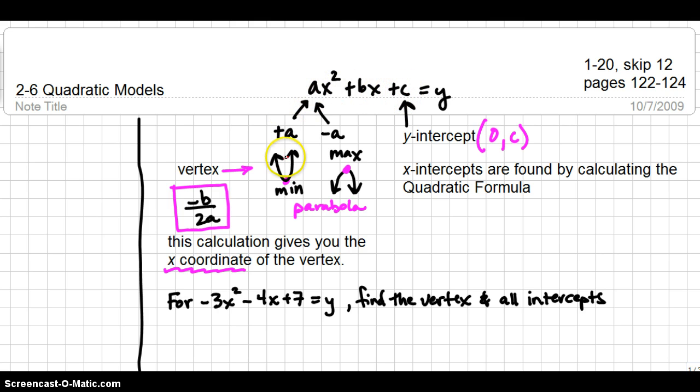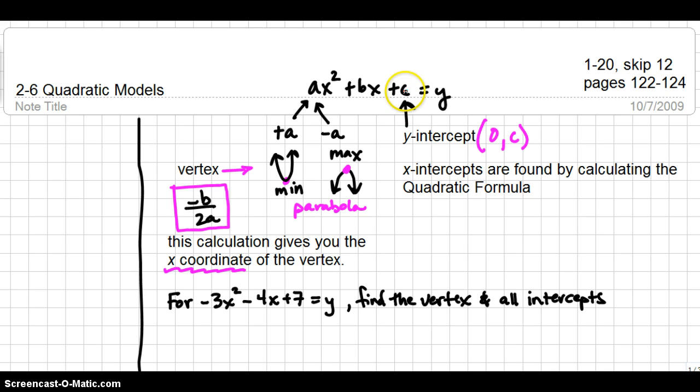So when the a value is positive, your parabola will open up and the vertex point will be at the minimum. If the a value is negative, the parabola will flip upside down and the vertex point will be a maximum. Keep in mind that the b value and the c value may not be present. Either the b could be a 0 or the c could be 0, or they both might be 0. So know that you don't always have to have all three components to be considered a quadratic.